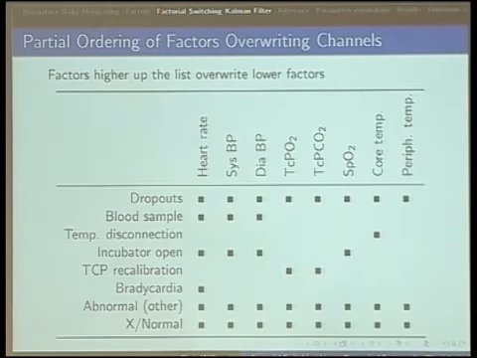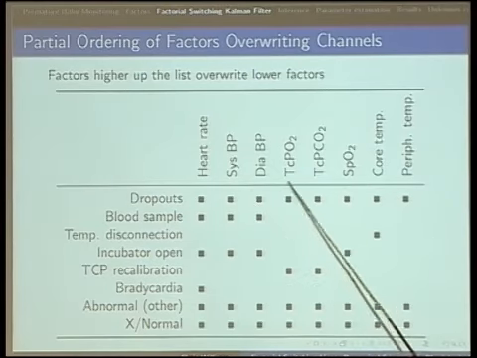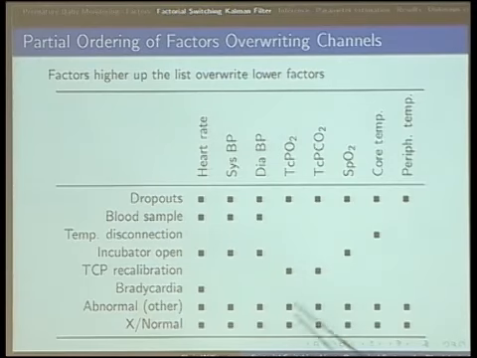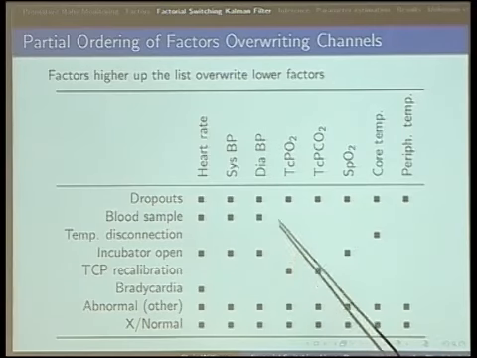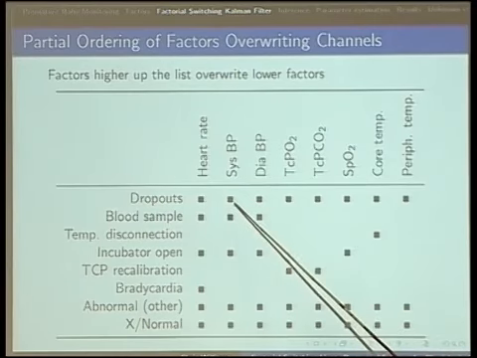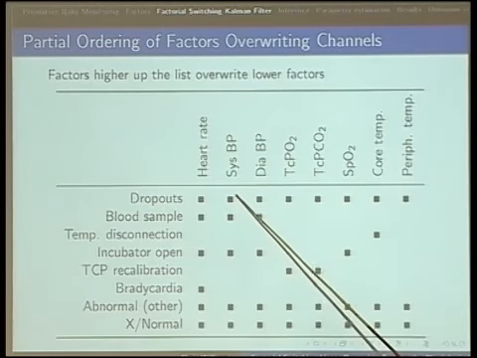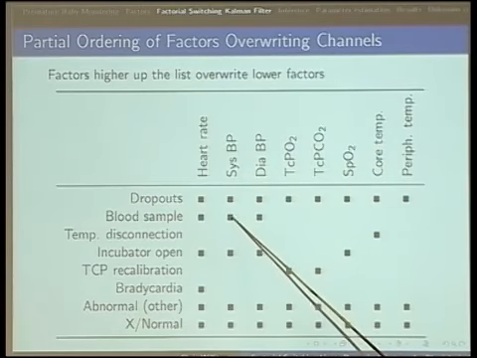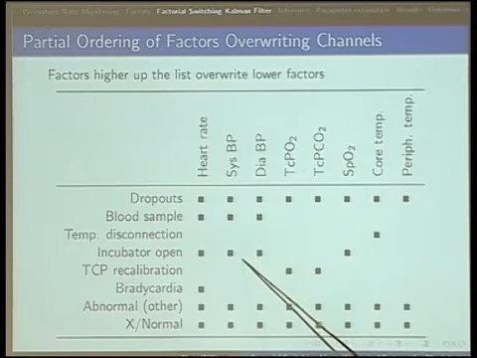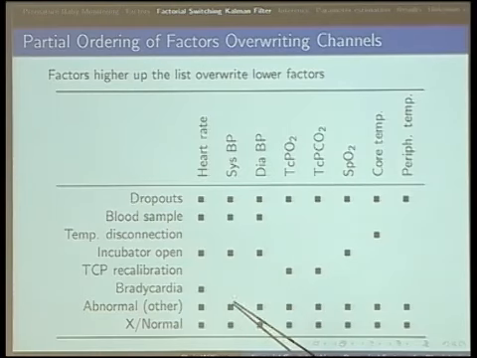Just to say a little bit more about that, one quite convenient way to think about this is that if we consider these are the different channels that we're monitoring, and these are the different factors, then we can think of them as having a partial order. For example, if we pick systolic blood pressure, basically if it's disconnected, we're not going to see it, and that's the dropout. If there's a blood sample, we're going to be affecting that too, and similarly, if other factors are operating, then these will be affected. So we can actually order these in a way.